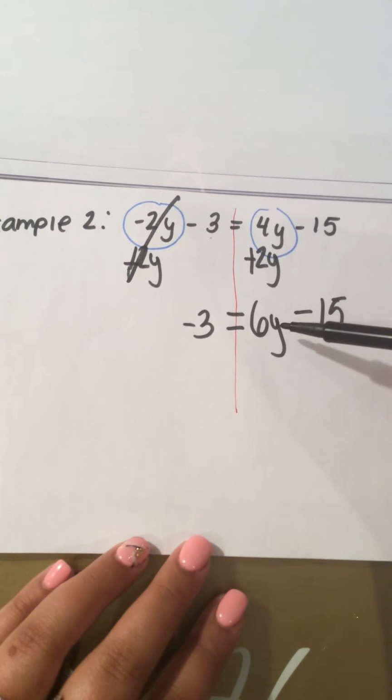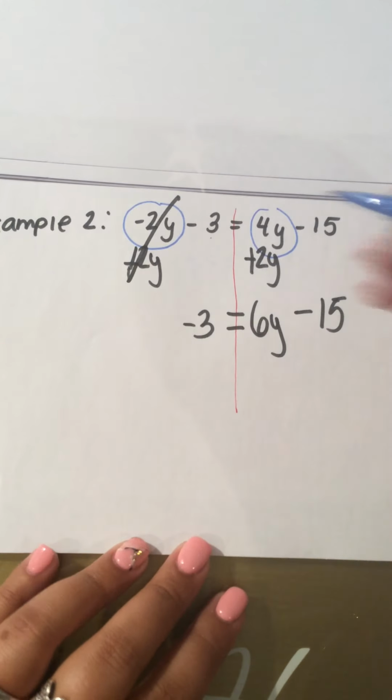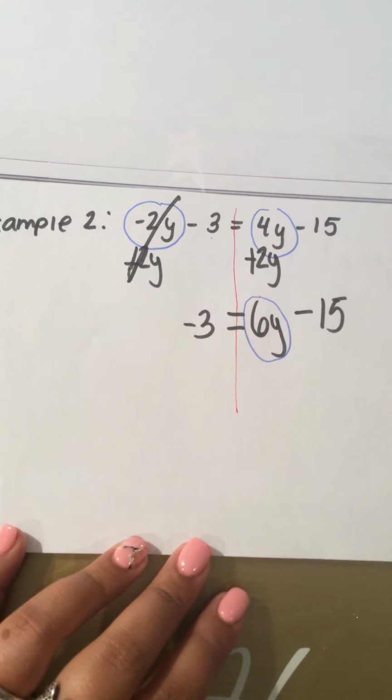Now if I look here, I have a variable here. Okay, and I'm actually going to circle it because I actually moved it and it's a new variable.